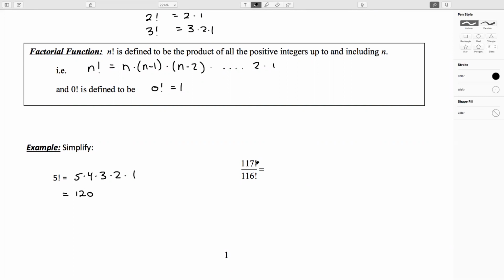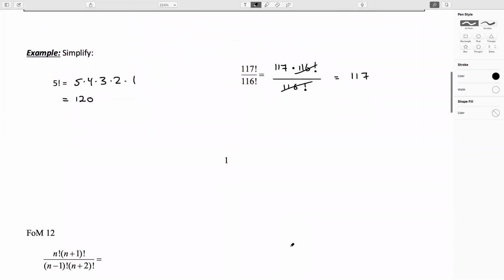I'm going to expand the top one out. So we know 117 factorial is 117 times 116 times 115 times 114. We could write it also as 117 times 116 factorial, because 116 factorial includes everything below 116. And the reason why I did this is now I've got 116 factorial on the top as well as the bottom. I can cancel those out, and it's just equal to 117. I don't even need to use the button on the calculator.